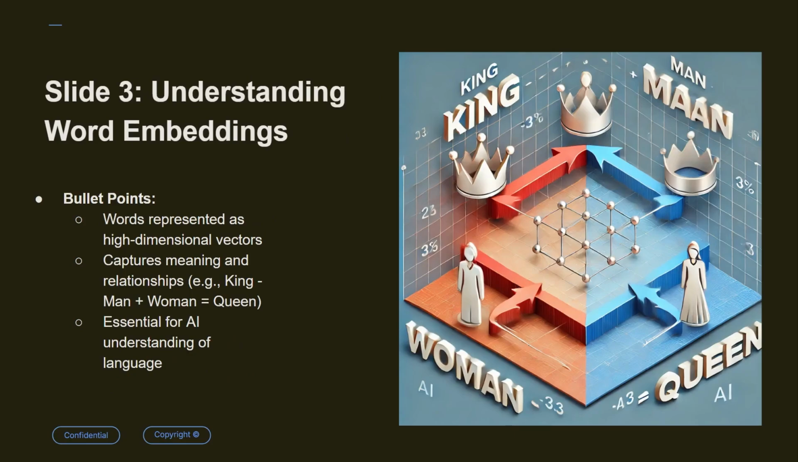Now, how does it work? The magic of GPT and other language models lies in something called word embeddings. Words are converted into numerical vectors in a multi-dimensional space. The closer two word vectors are, the more similar their meanings. For example, if we take the word king and subtract man and add woman, we end up close to queen. This kind of mathematical relationship helps the model understand language in a way that mimics human intuition.